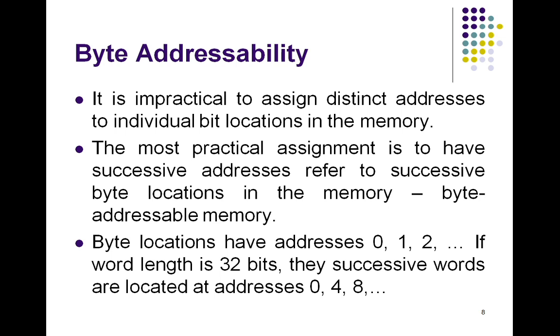Here the byte locations have the addresses 0, 1, 2, and so on. Suppose the word length of the machine is 32 bits, then the successive words are located at 0, 4, 8, 12, and so on, with each word consisting of 4 bytes. That is in case of 32-bit machines.